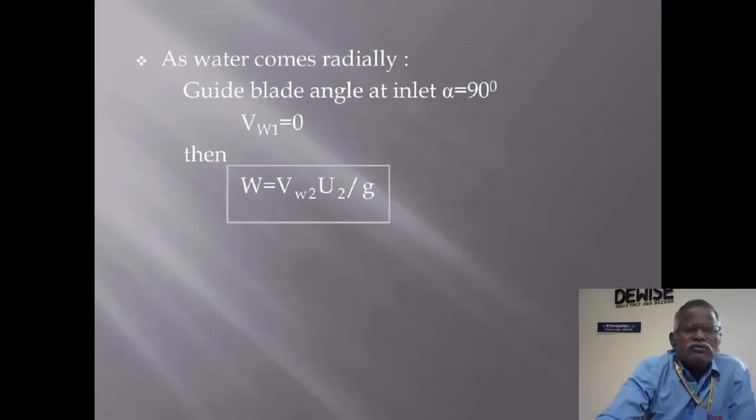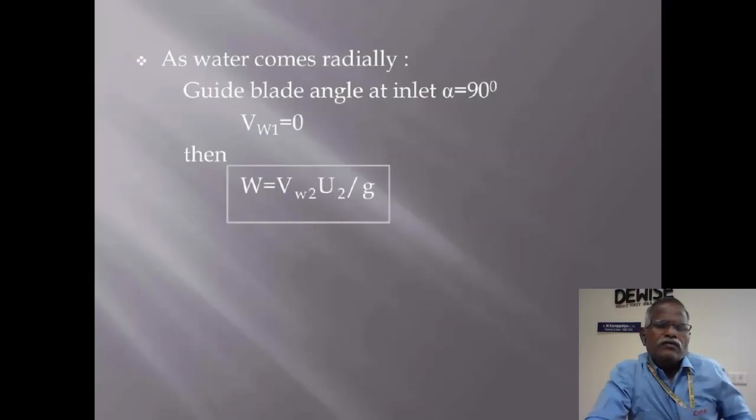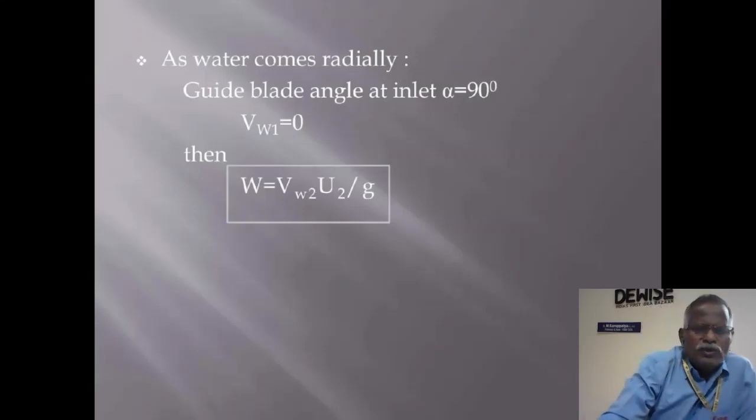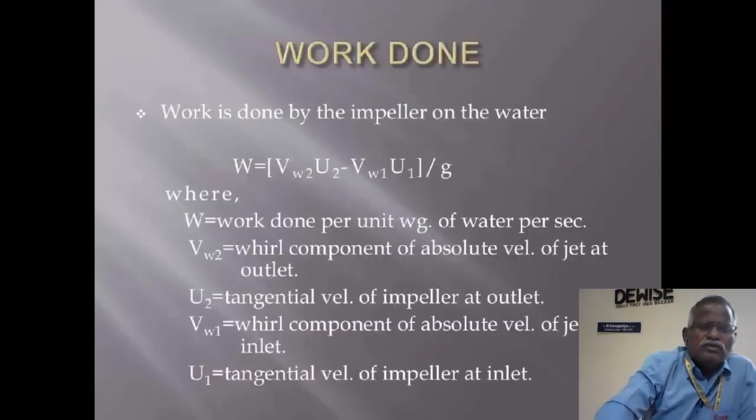As the water enters radially, the vane angle at the inlet, alpha, is equal to 90 degrees. Then Vw1 is equal to 0. Then W is equal to Vw2 U2 by g, and since Vw1 is 0, the first term is reduced to 0.